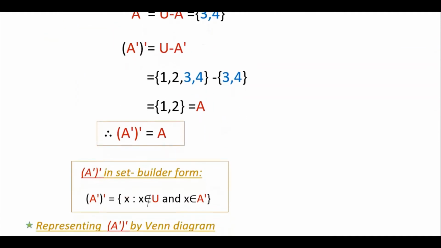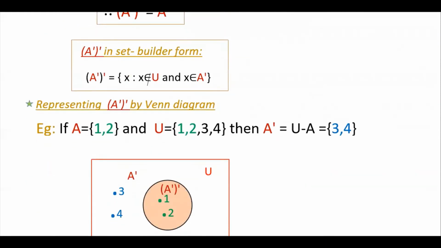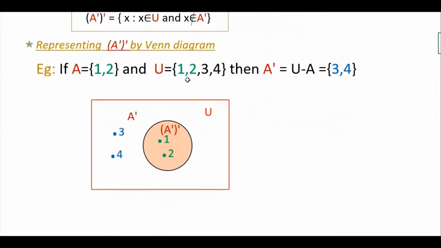So you can write this in set builder form like this: x belongs to U and x does not belong to the complement of set A in this case. And if you represent this by a Venn diagram, you can show it like this. This is the universal set, and here the complement of the complement of A is nothing but the set itself. So you have to show this set that contains the elements of A, 1, 2. This is the universal set, and this is the complement of set A, with the elements 3, 4.